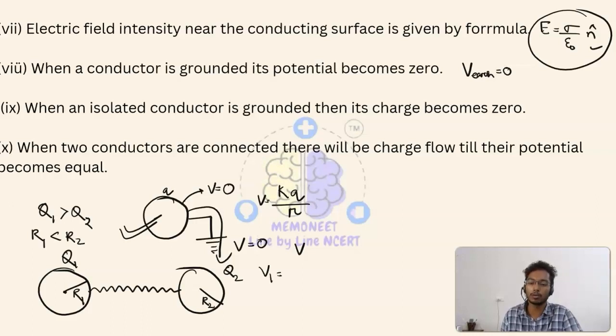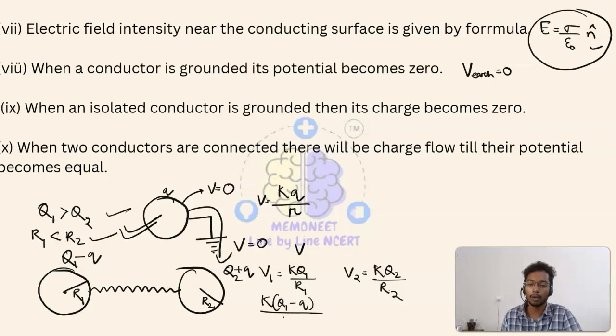So we can write V1 is equal to k q1 upon r1, and V2 is equal to k q2 upon r2. From the conditions I have given, you can predict that V1 is greater than V2, so the charge will flow from the higher potential to the lower potential. So we have q1 minus q, and here q2 plus q. So the net potential will be equal on both sides. So k(q1 minus q) upon r1 will be equal to k(q2 plus q) upon r2.